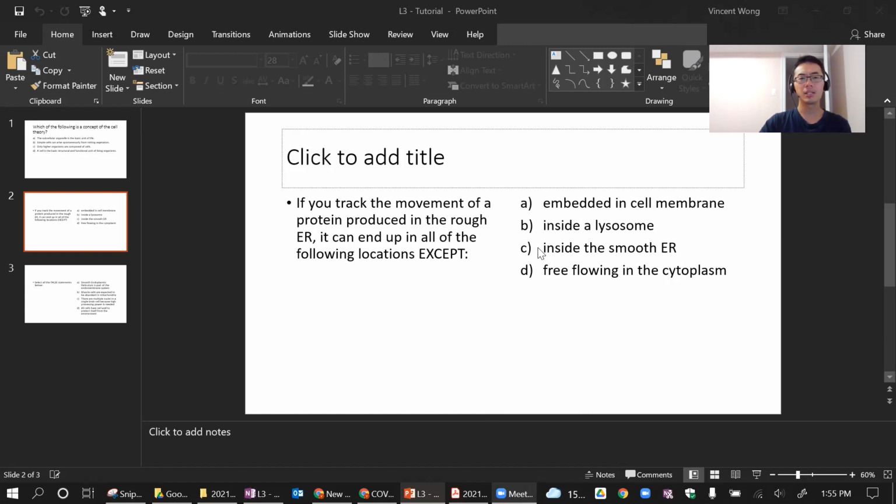Let's read the question again, like maybe there's just a misunderstanding of the question. It's basically asking about the proteins from the rough ER. Where will it not end up? So it could end up in all these places, except the smooth ER. I hope that makes sense. Let's move on.